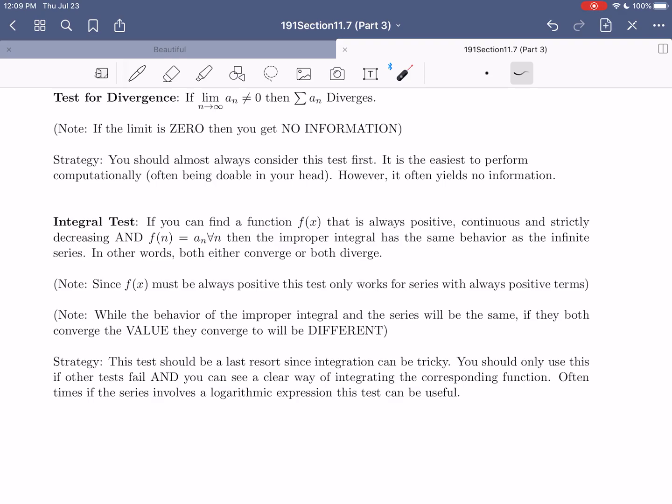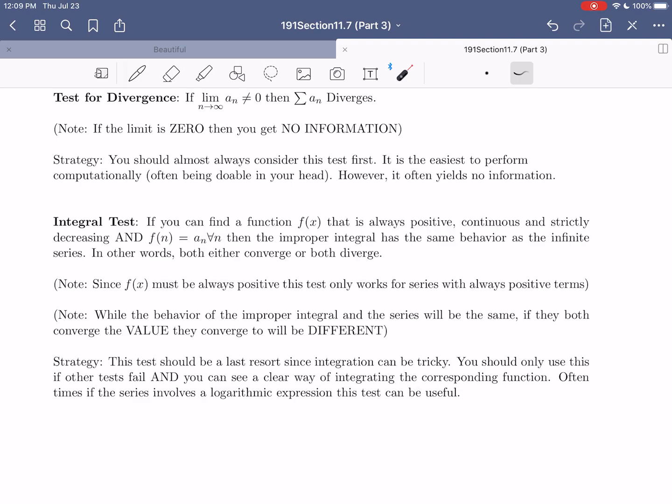If you're looking at something as a series and you're thinking about the corresponding function and you have no idea how you would integrate that function, then it's not worth doing the integral test because you're just going to get stuck on the integration. So you got to make sure to probably try some of the other tests first, and then also make sure that you actually see a way of integrating the corresponding function.